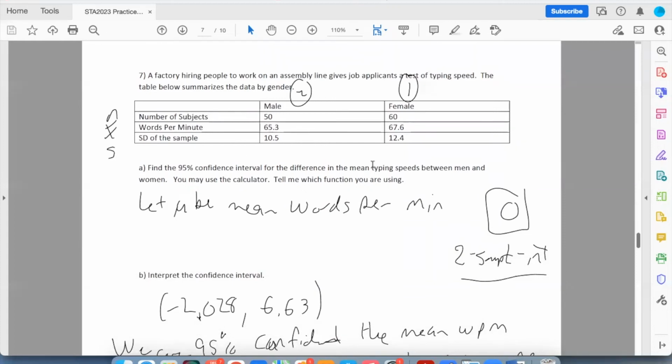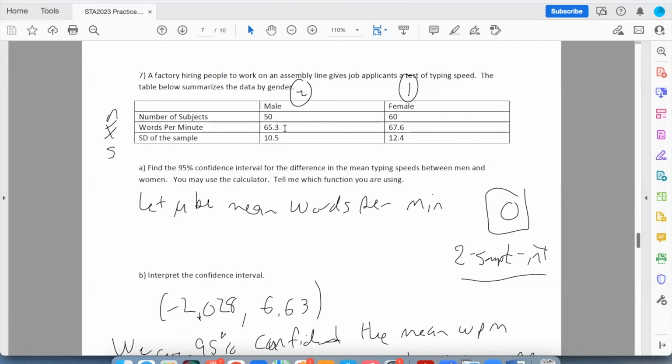This is a mean problem. I know that because it says mean. Interval or test? Well, it says confidence interval. So I know I'm doing mean, and I know I'm doing an interval. Now, how many groups do I have? I got 2. So this is a 2 sample interval.